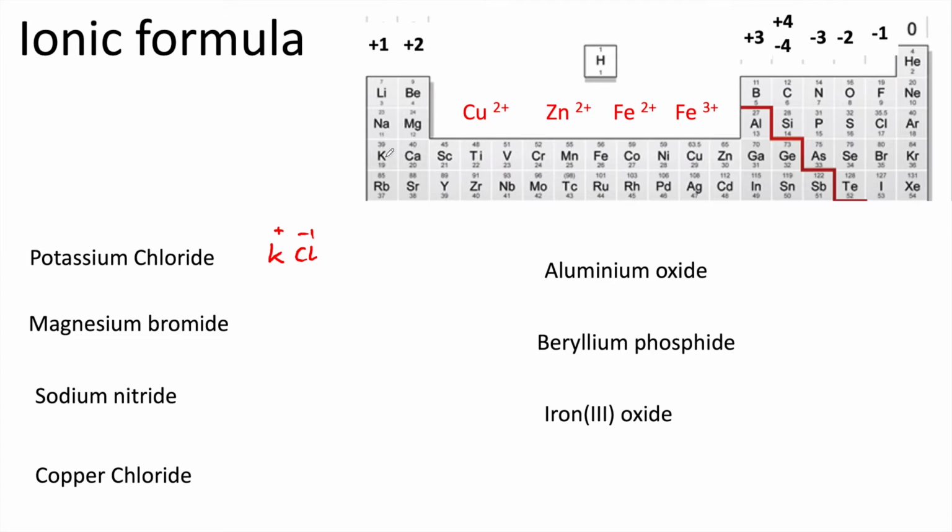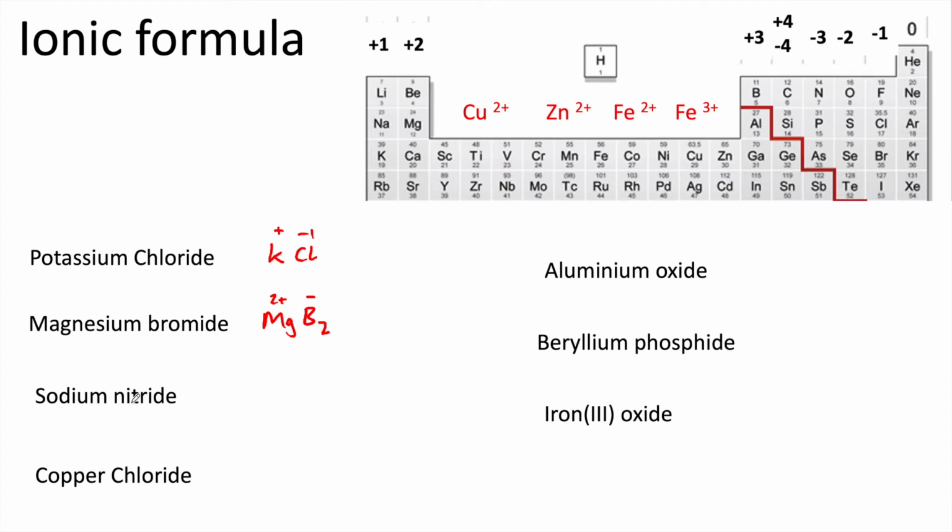Magnesium is in group 2, so it forms a 2+ ion, whereas bromine is in group 7, so it has a - ion. Now notice this time those charges are not balanced. Magnesium needs to lose 2 electrons, bromine will only gain 1, so you need 2 bromines to take those 2 electrons. Now if you look, you've got 2 minuses, 2 pluses, that is balanced.